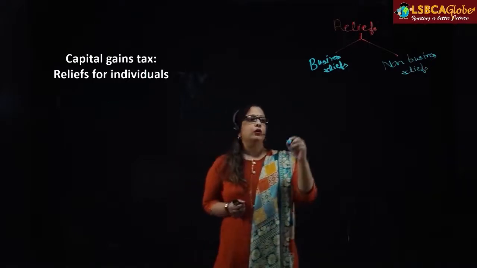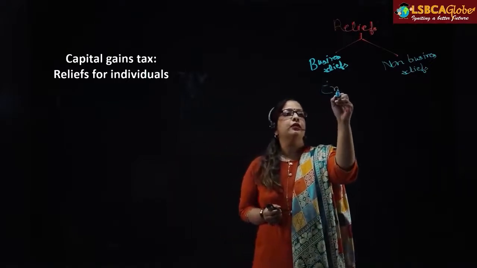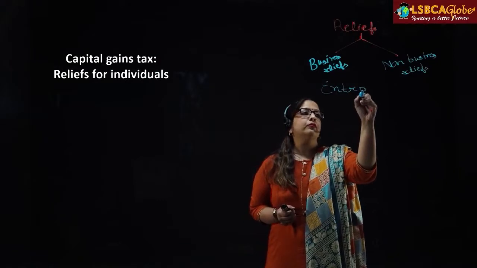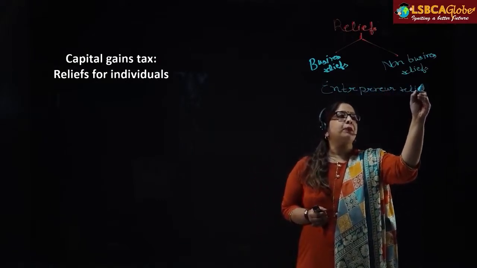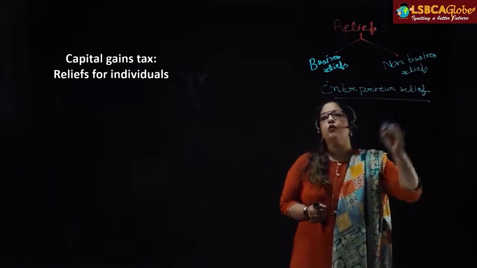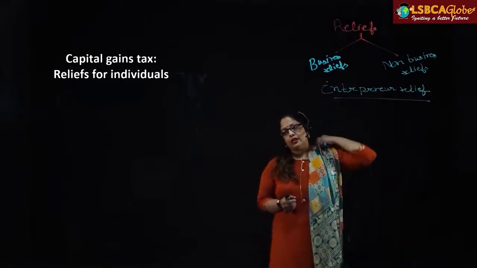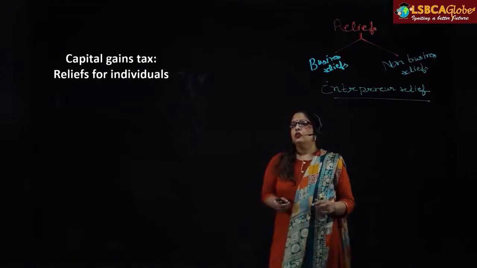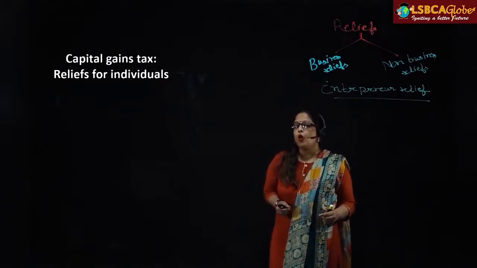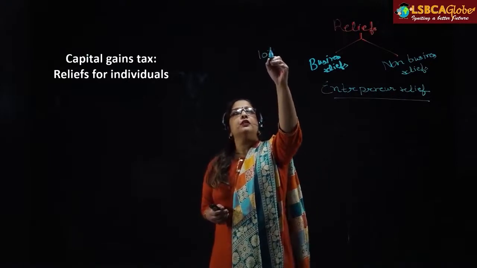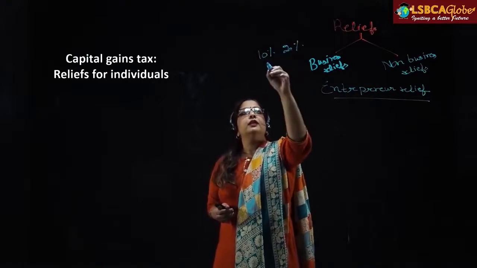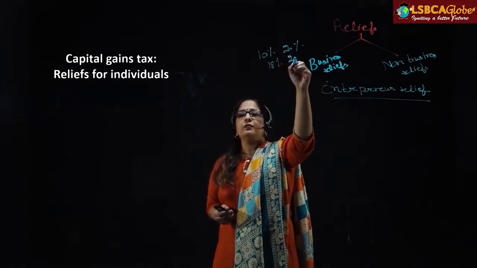First of all, I am taking the first relief, entrepreneur relief. Very important from the paper point of view. A lot of questions are going to be there in the kit regarding the entrepreneur relief. Just listen. What is our CGT rate? It is either 10% or 20%, 18% or 28%.